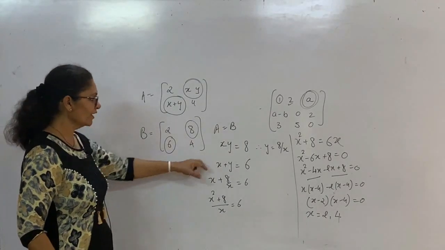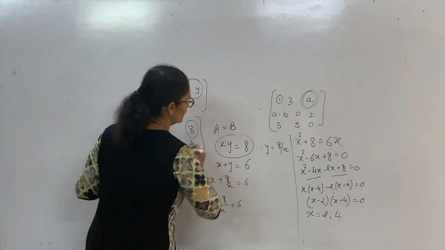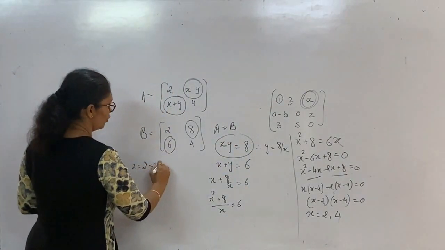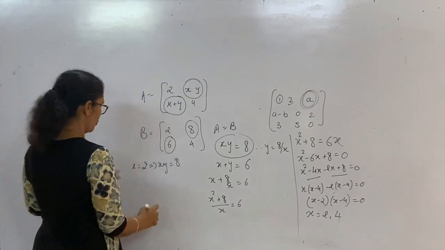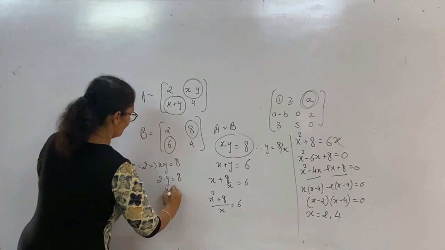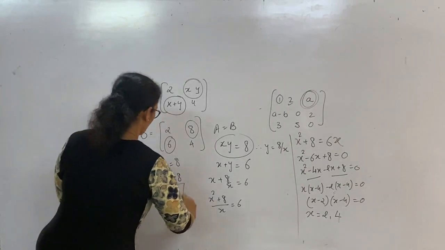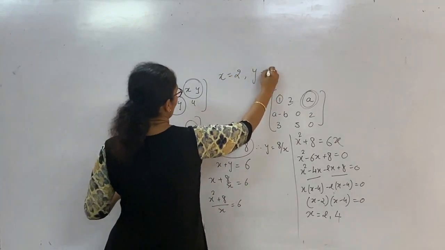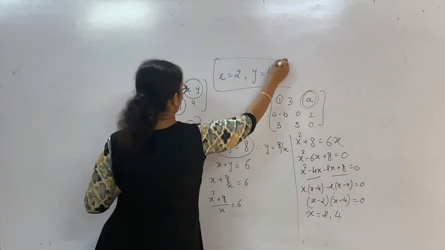In the same way we can substitute both the values here. So when we take x equal to 2, xy is 8. So 2 into y is 8. So y will be 4. So when we have x equal to 2, y will be 4. This is the first pair we are getting.